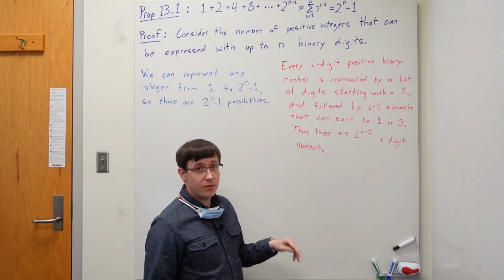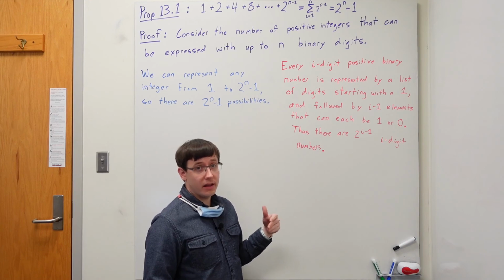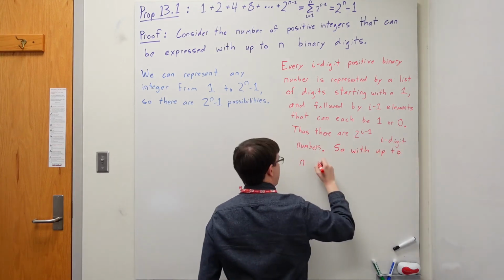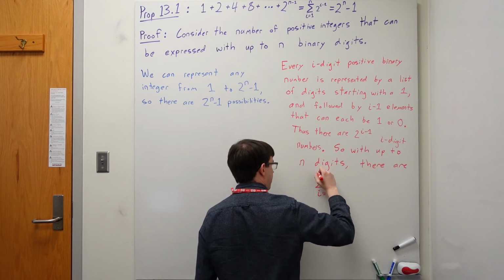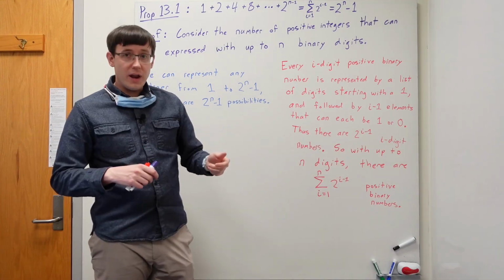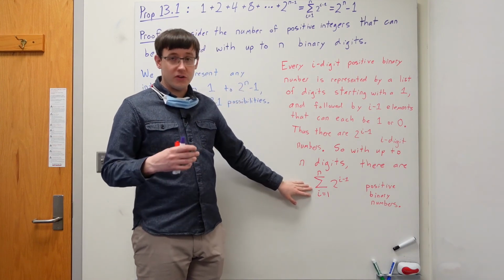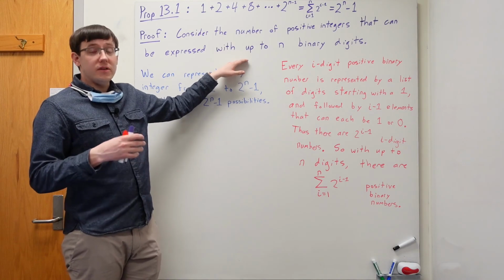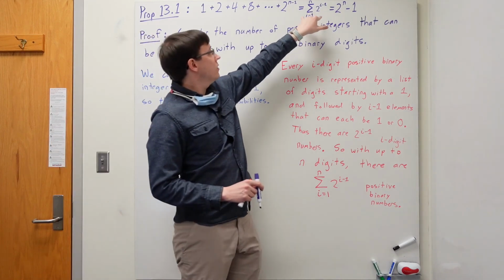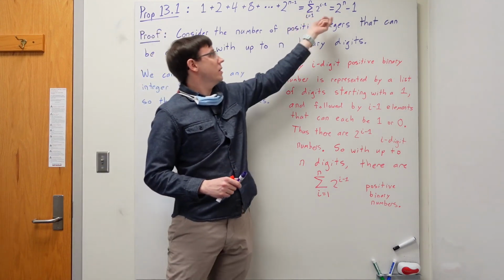And so to count all of the binary numbers with up to n digits, we can sum up, for all of the lengths up to n, the number of possibilities. And so now we've shown that the left-hand side of this equation is also an expression for the number of positive integers that can be expressed with up to n binary digits. And so, since both sides of this equation are counting the same quantity, this equation must hold true.